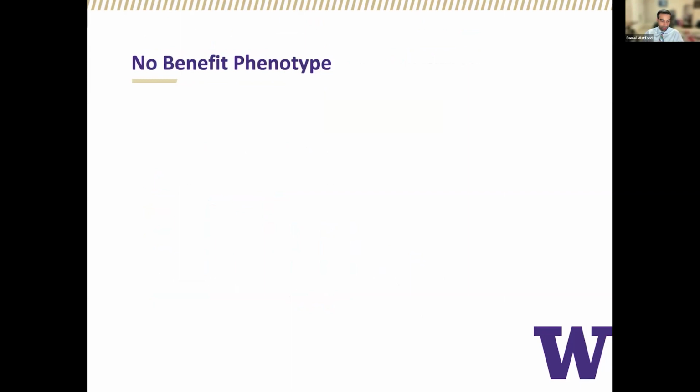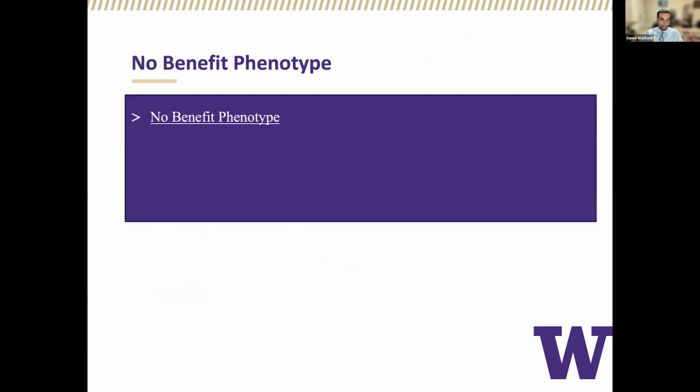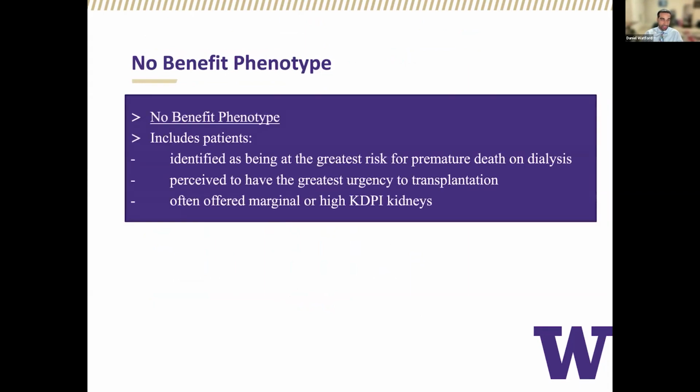I also want to bring up this concept of a no benefit phenotype. I think this includes patients who oftentimes are identified as being the greatest risk for premature death while being on dialysis. They are also perceived to have some of the greatest urgency to need transplantation. And if they are subsequently listed, are oftentimes offered more marginal or what we consider high KDPI kidneys.